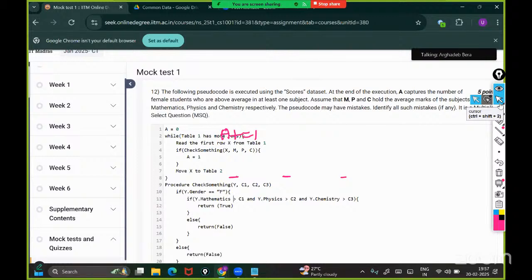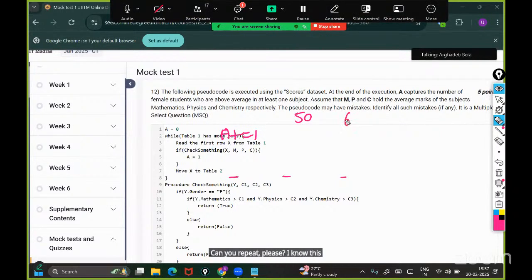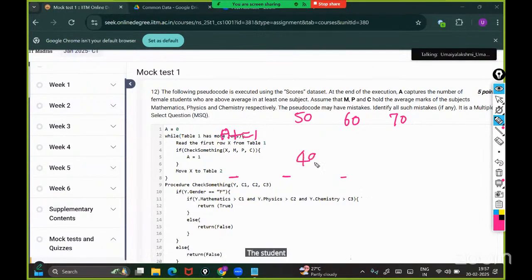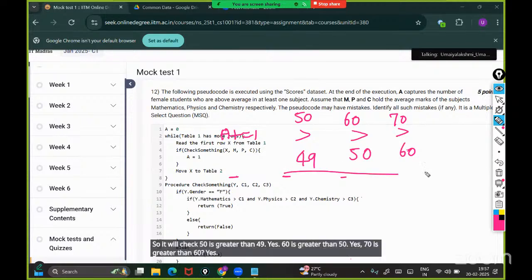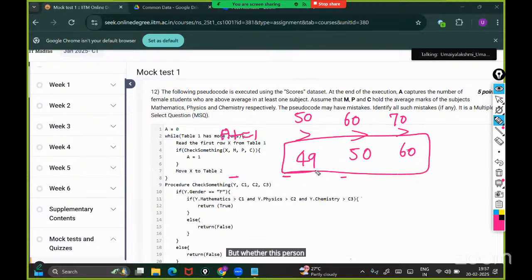Can you repeat, please? I didn't get it. So ma'am, let's say the average is 50, 60, and 70. I know there is or, but why the less than? The student has scored 49, 50, and 60 in this case. So it will check 50 is greater than 49. Yes. 60 is greater than 50. Yes. 70 is greater than 60. Yes. But whether this person has scored more than the average at least in one subject? No, right?